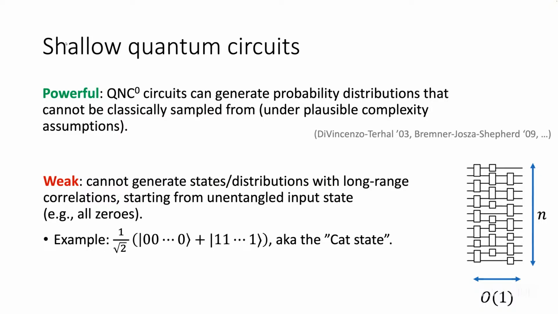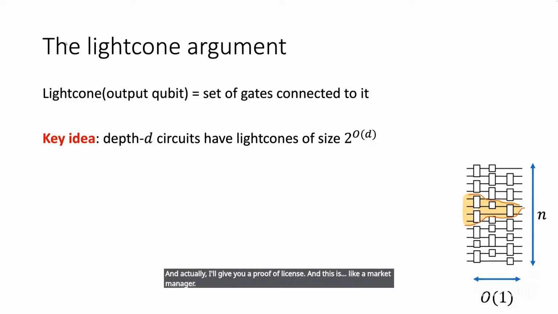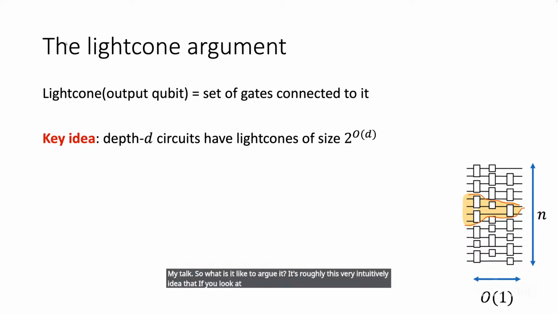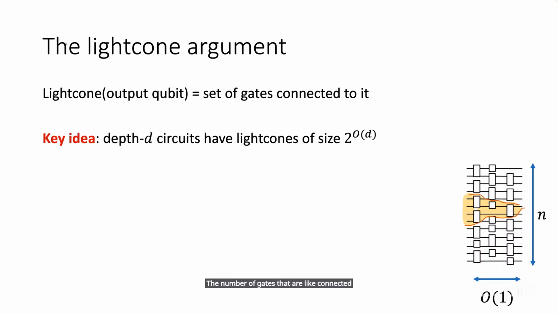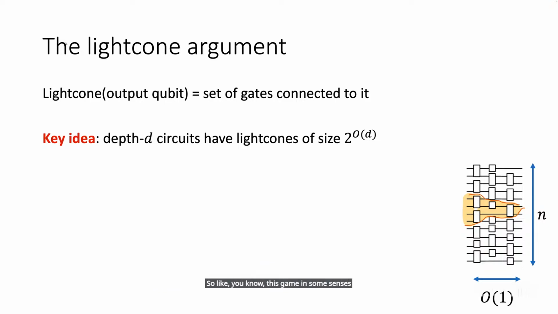And actually, I'll give you a proof of why this is the case. And this uses the light cone argument, which is the title of my talk. So what is the light cone argument? It's roughly this very intuitive idea that if you look at any output qubit of a shallow depth circuit, the number of gates that are connected to it is small. So in a depth-D circuit, if you only have gates that act on 2 qubits at a time, there can be at most 2 to the D gates connected to it. So this gate in some sense is never involved with the computation. And if D is constant, then 2 to the D is also a constant, small number.